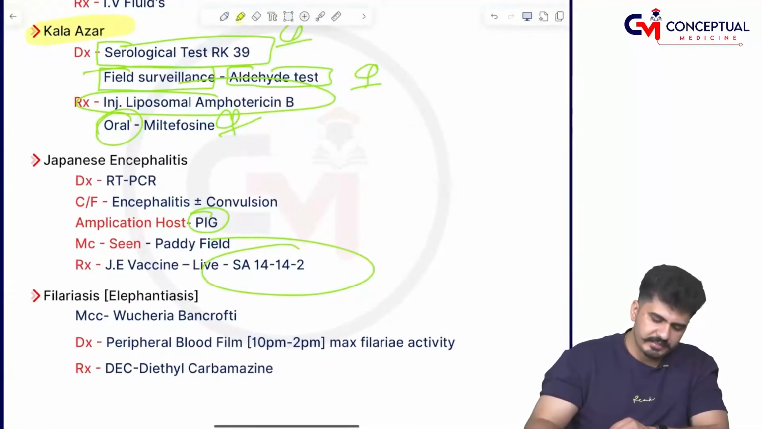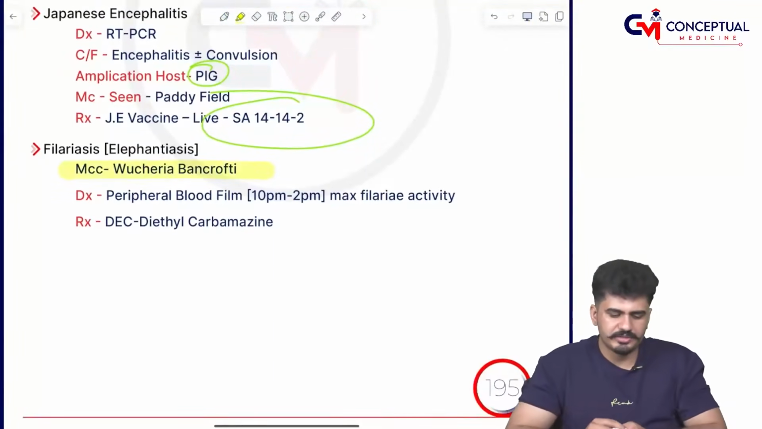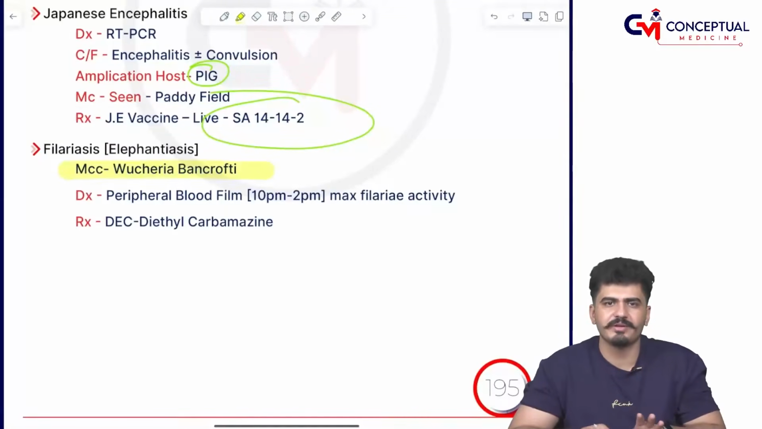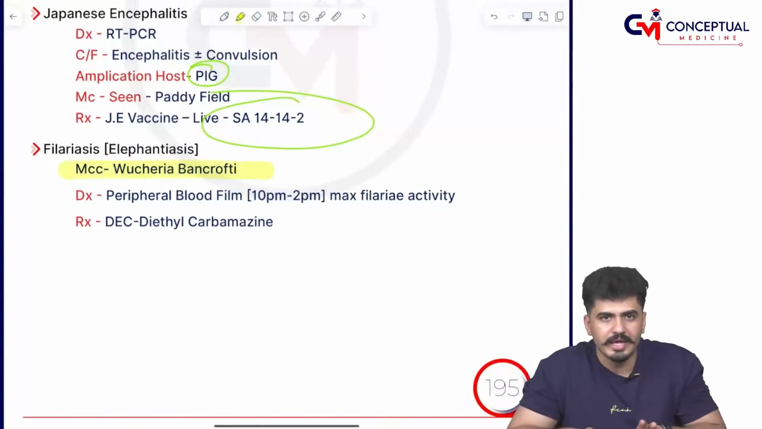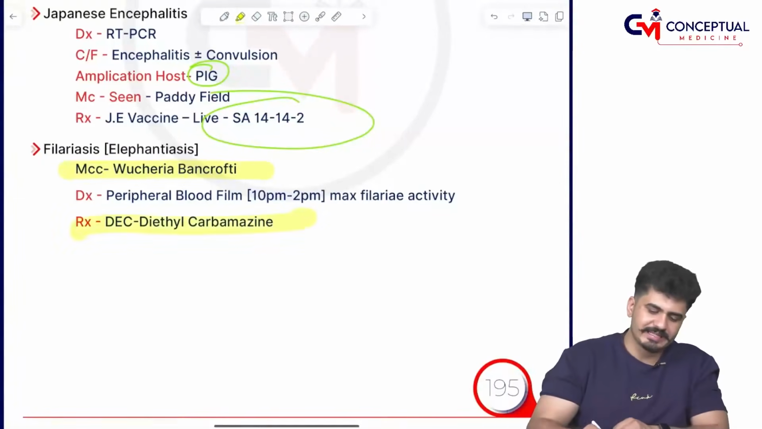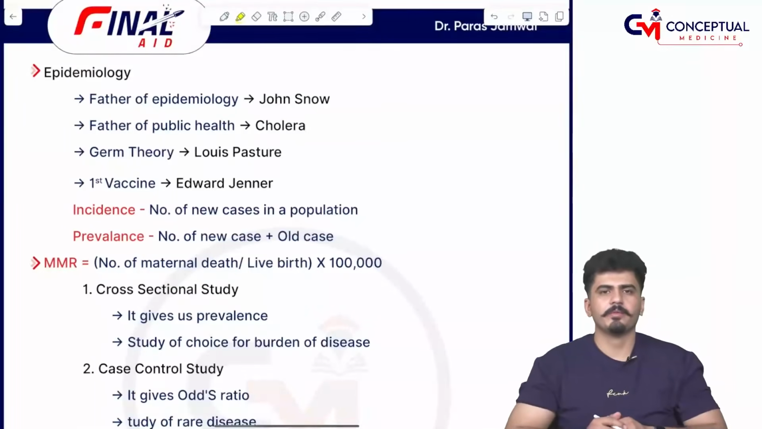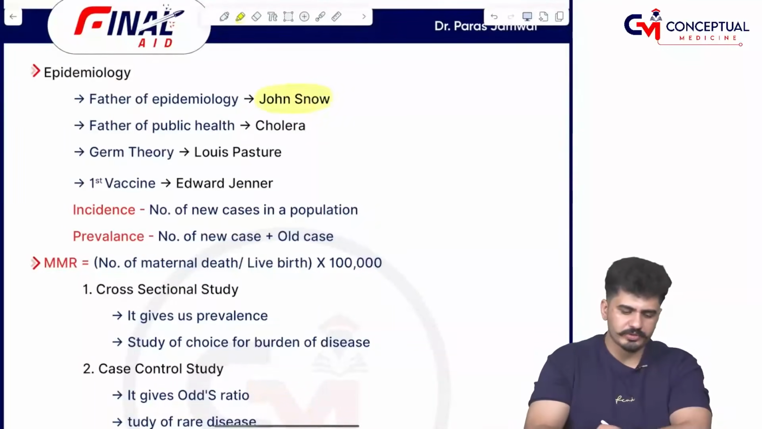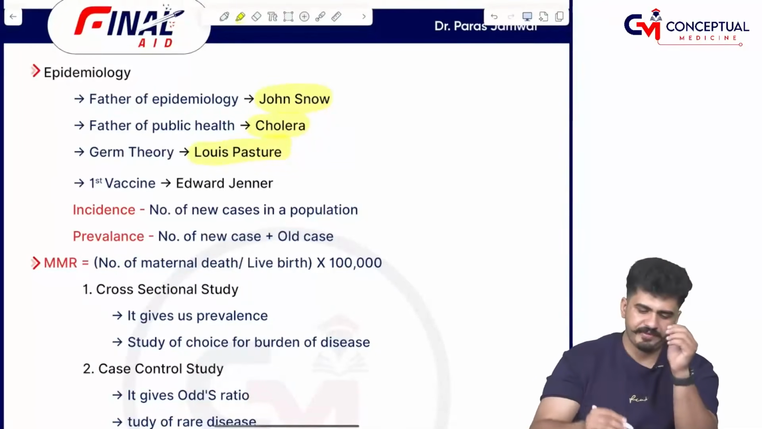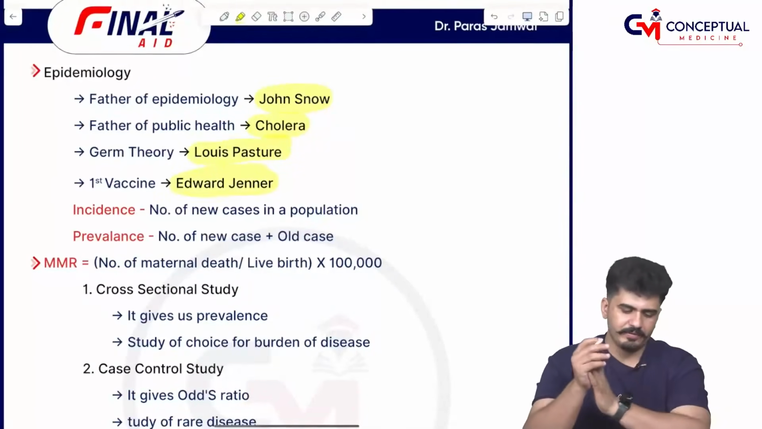The last is filariasis. Filariasis is caused by Wuchereria bancrofti, peripheral blood smear pe. You are going to see the maximum activity between 10 o'clock to 2 o'clock, and treatment of choice is DEC. Epidemiology. Who is the father of epidemiology? John Snow. Father of public health? Cholera. Germ theory was given by Louis Pasteur, and first vaccine was given by Edward Jenner.